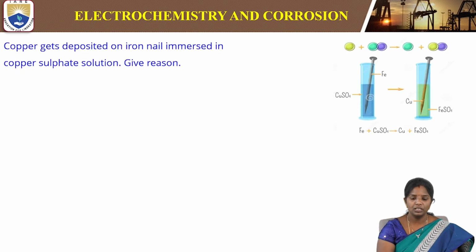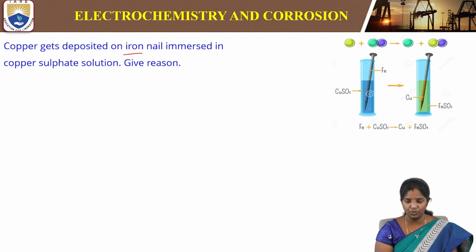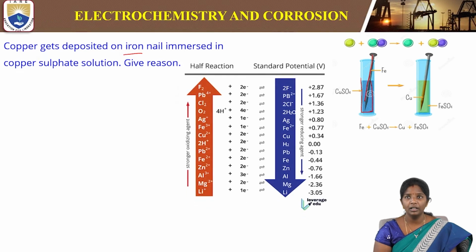Next, copper deposits on an iron nail immersed in copper sulfate solution. So we have a copper sulfate solution in a beaker, for example. Whenever we keep an iron nail, then copper gets deposited. Why is this happening? Because iron is more reactive, so the copper ions are converting into copper, and then it is depositing on the iron.